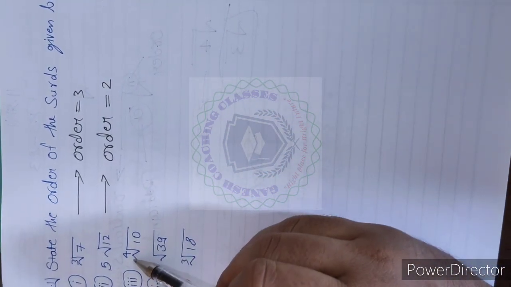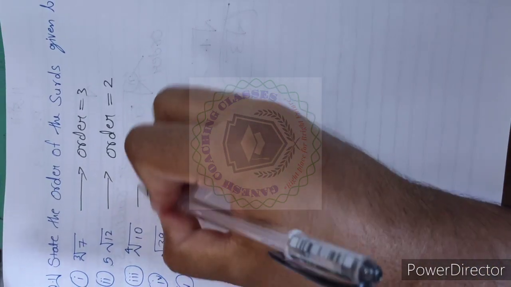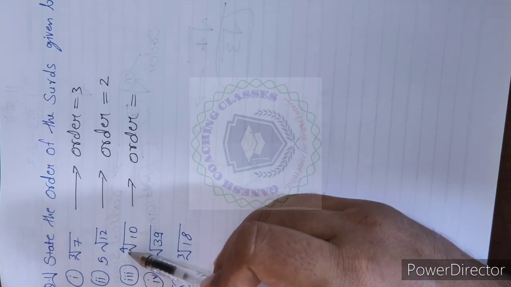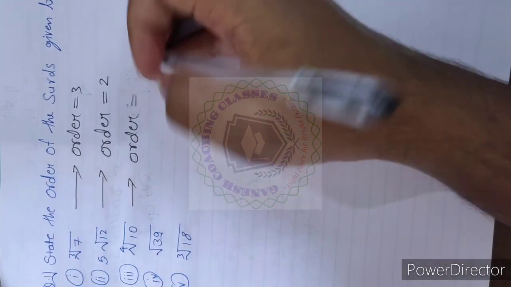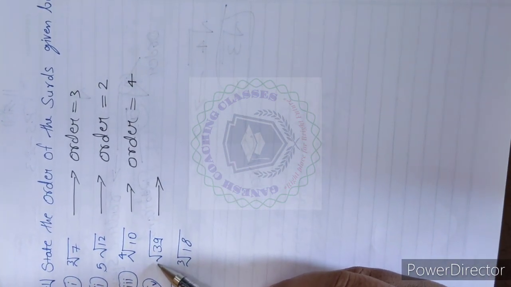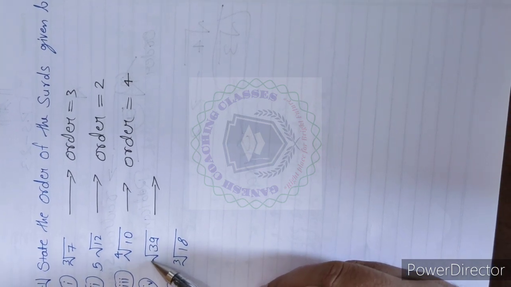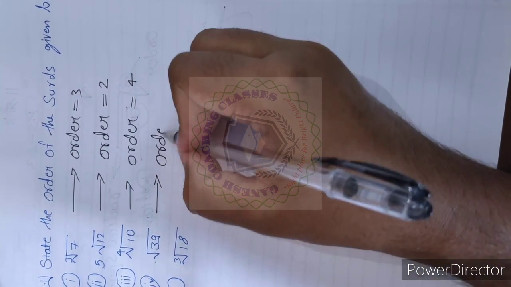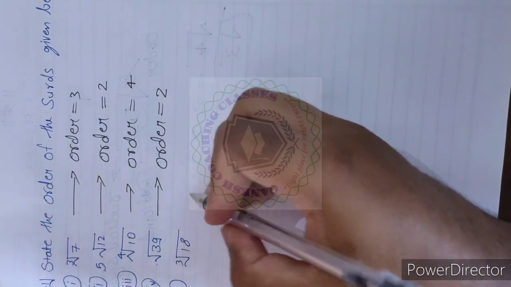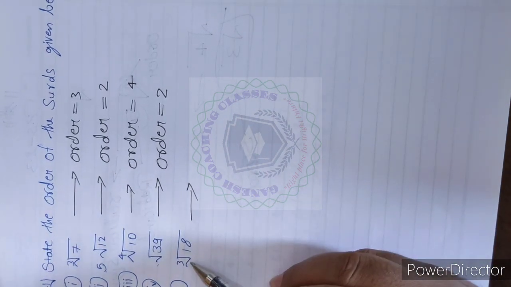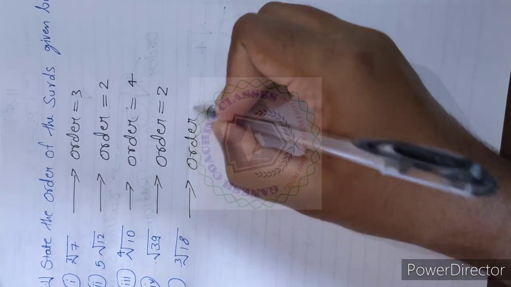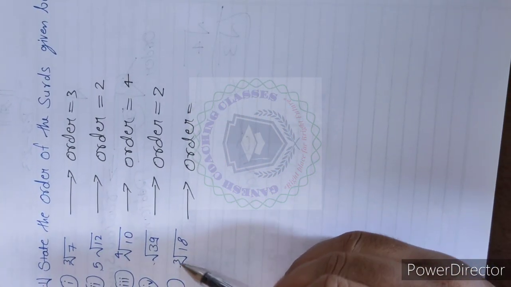In the third question, what is the order? 4. How will we read it? It can be read as the 4th root of 10. So here the order is 4. In the next question, again the order is not mentioned, so what will we assume? That is 2. So here the order is 2, and we read it as the square root of 39. In the next question, what is the order given? That is 3. We read it as the cube root of 18.